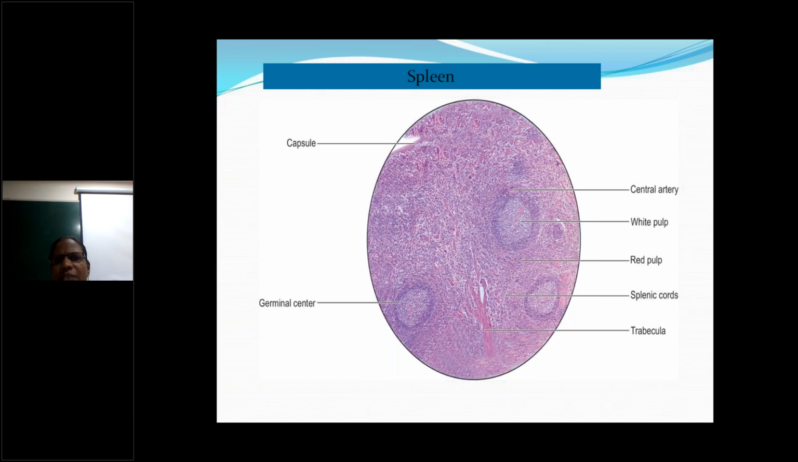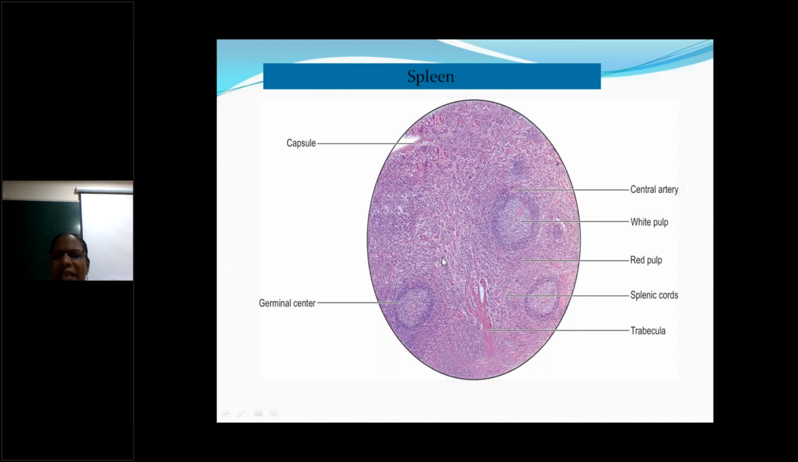Next is the spleen section. How can you identify a spleen section? What are the parts of the spleen? It contains capsule, white pulp, and red pulp. The capsule is a thin fibrous connective tissue capsule. Very short trabeculae are present.